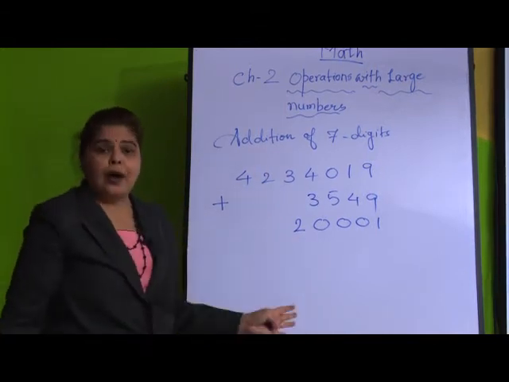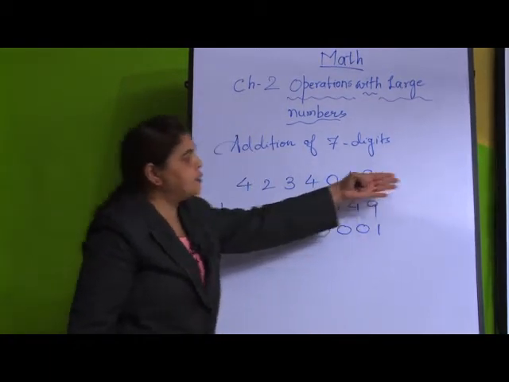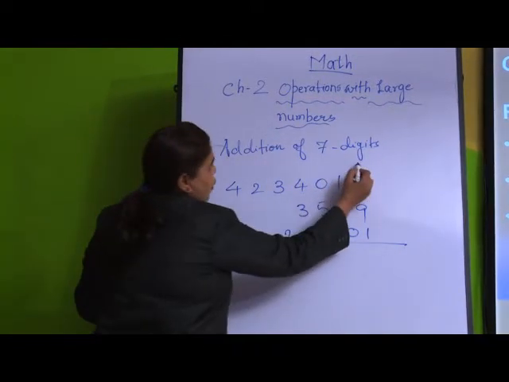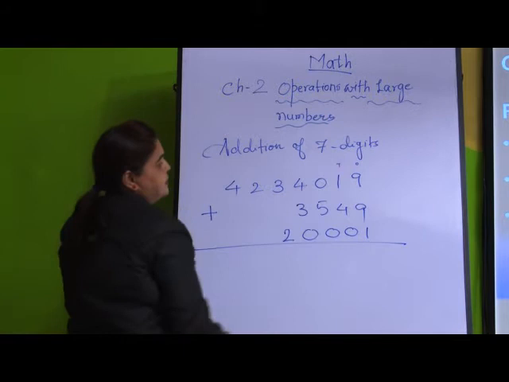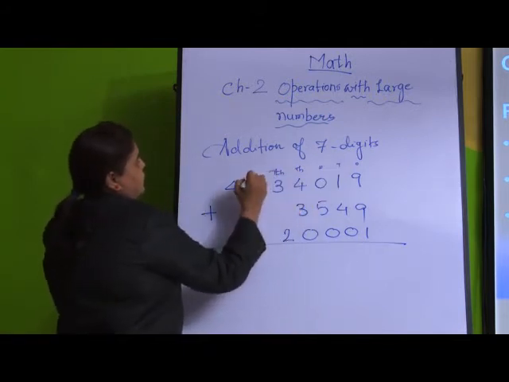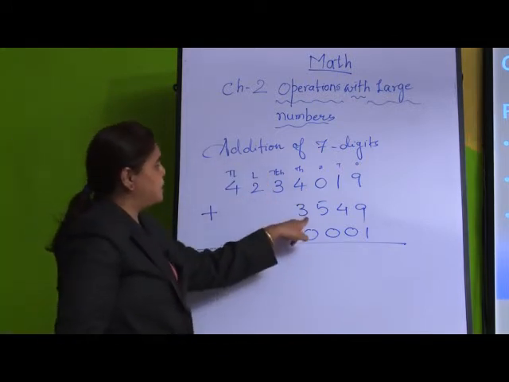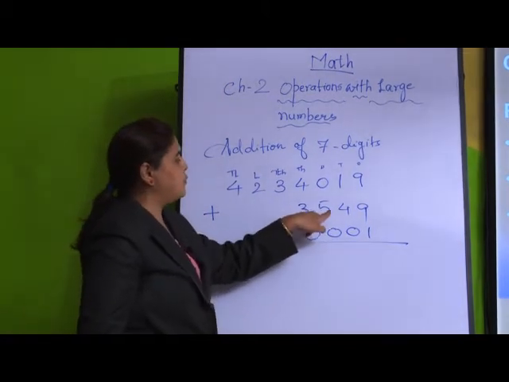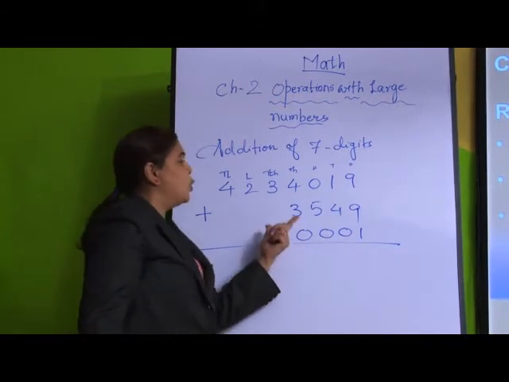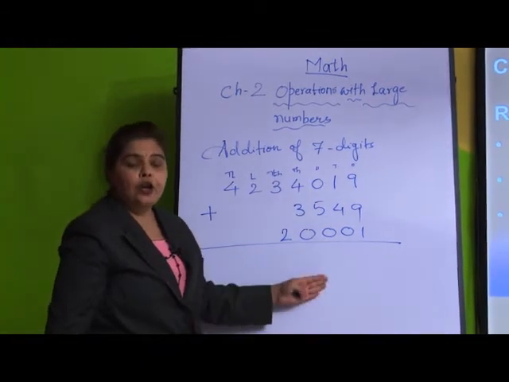Now, how to add? This is known as the vertical way, and when you add in this way, it is known as the horizontal way. We will add this. This is your ones, this is your tens, this is your 100, 1000, 10,000, lakh and 10 lakh. What is this 4 digit number? It is 3,549. Here I am having one more digit extra, so it is 20,001. I have to add in a vertical way.